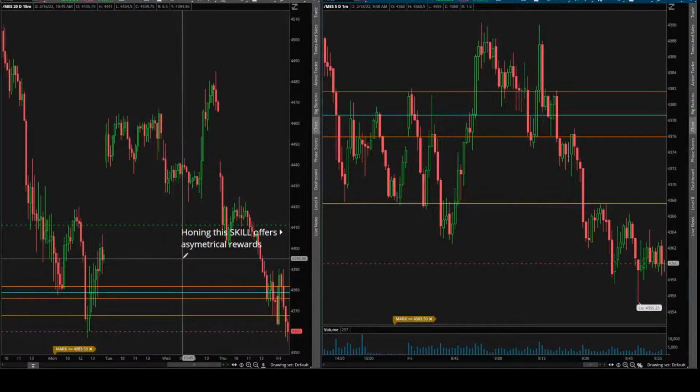Oh, so we've taken out the low from RTH on Monday, but we haven't yet taken out the overnight low. We're close, like dangerously close. But this is not a spot where I'm looking to get long.